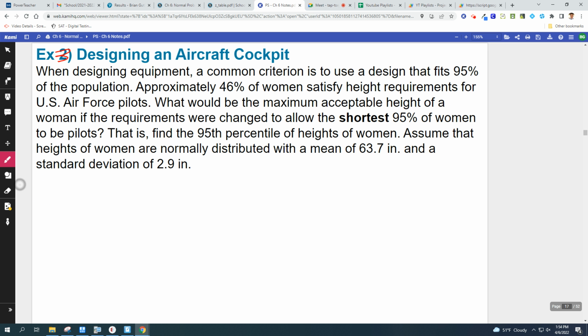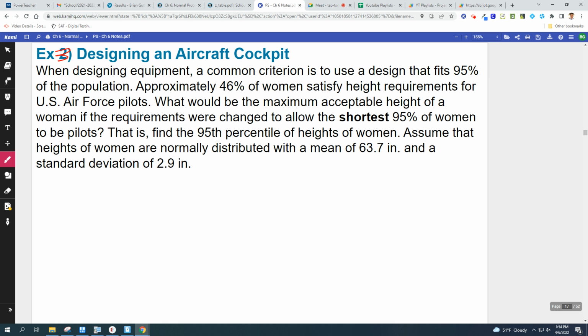So the next one is actually example 3 here, designing an aircraft cockpit. When designing equipment, a common criterion is to use a design that fits 95% of the population. Approximately 46% of women satisfy height requirements for the U.S. Air Force. What would be the maximum acceptable height of a woman if the requirements were changed to allow the shortest 95% of women to be pilots? That is, find the 95th percentile of heights of women. Assume that heights of women are normally distributed with a mean of 63.7 and a standard deviation of 2.9.